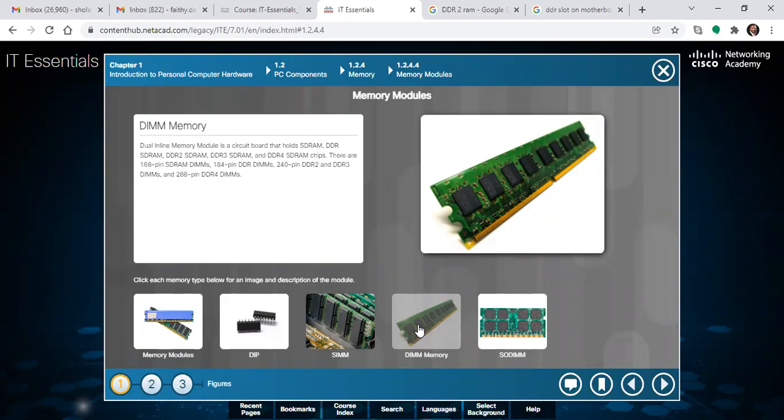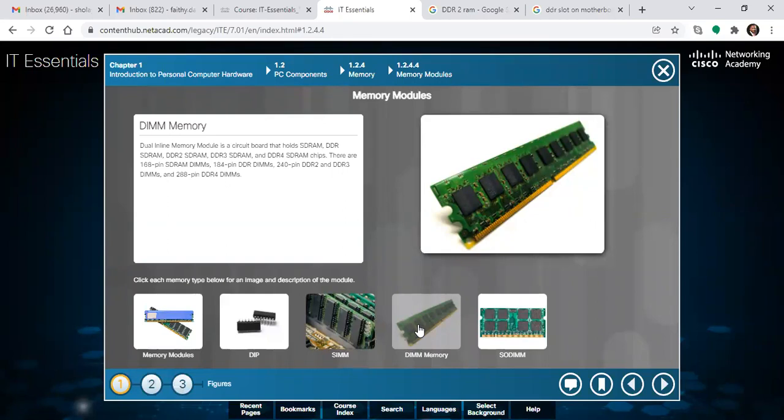It holds DDRAM, SDRAM. It holds DDR2 SDRAM. It holds DDR3 SDRAM. It holds DDR4 SDRAM chips. So there are 168 pin SDRAM DIMMs, and there are also 184 pin DDRAM DIMMs. Okay, so you have 240 pin DDR2 and DDR3 DIMMs, and you still have 288 pin DDR4 DIMMs.